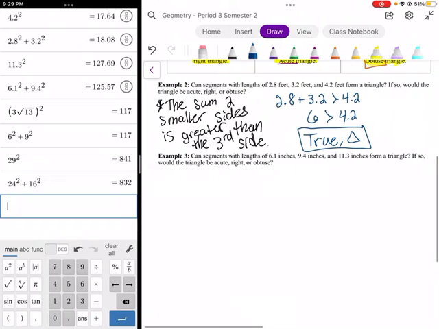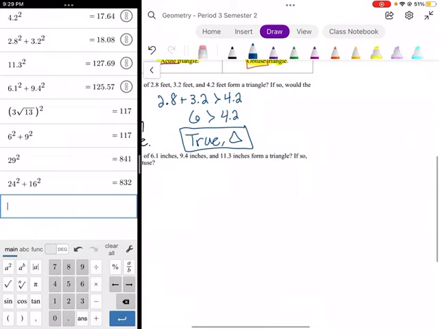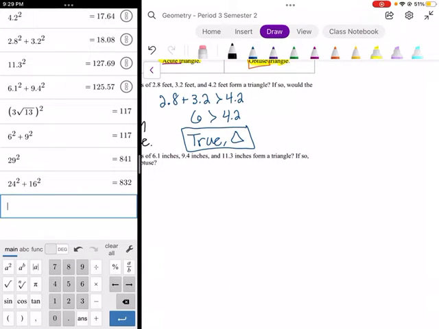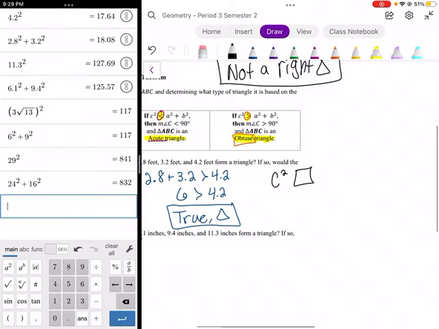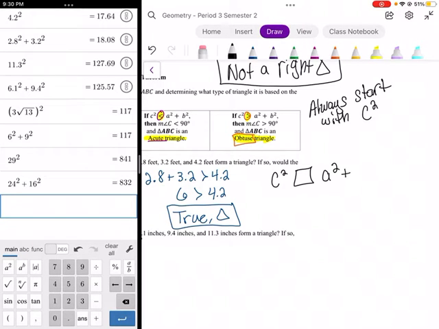Now we can classify the triangle as acute, right, or obtuse using the Pythagorean theorem. When we write this out, always start with c squared. If you start with c squared, then you won't be confused, and hopefully that'll prevent you from mixing up your answers between acute and obtuse.